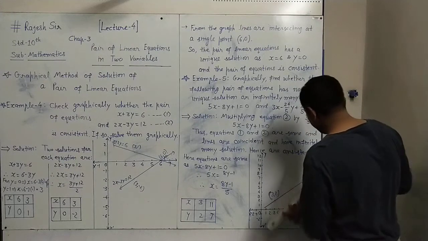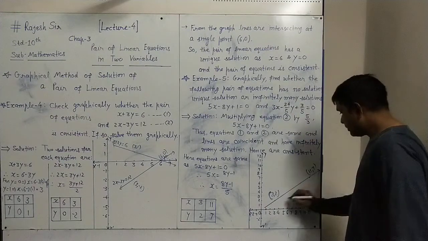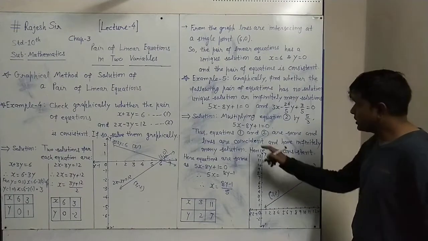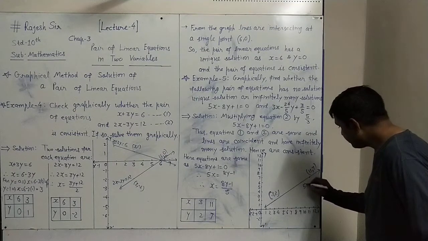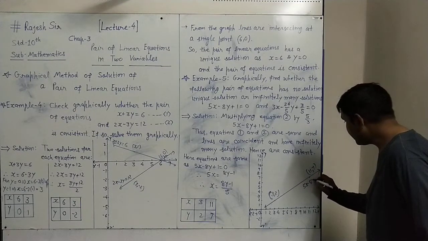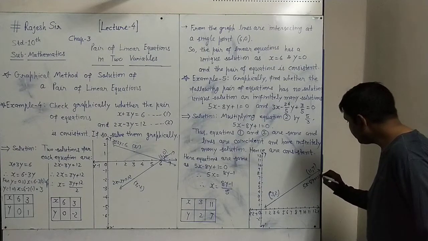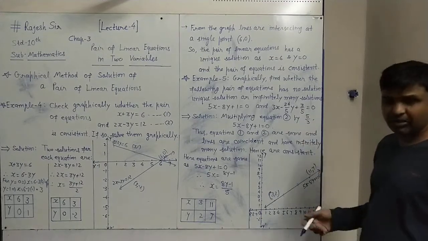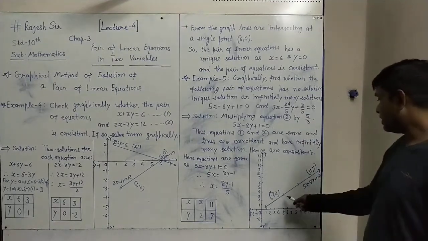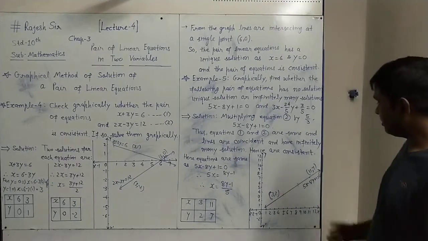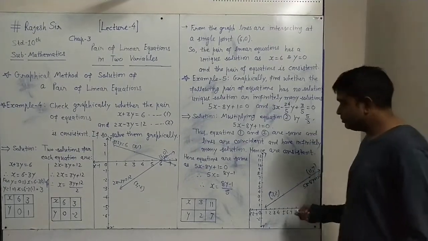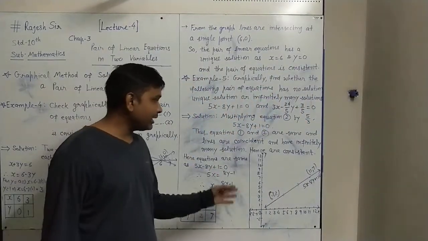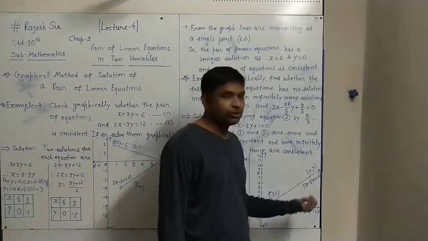This way we join them and we get the line. You can write on this line that it represents the equation 5x minus 8y plus 1 equals 0. And it is also representing the second equation, because both the equations are the same. So these are coincident lines, as you can see from the graph also. And if they are coincident, they are consistent, and they will have infinitely many solutions. Each point on this line will be a solution.